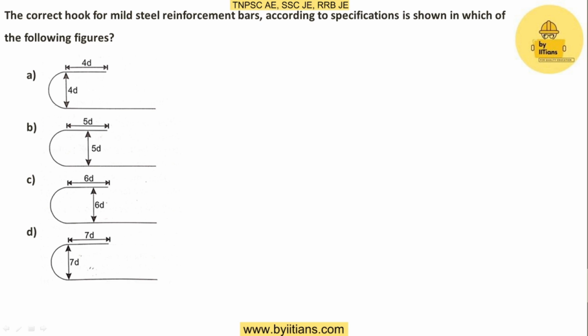So before going to the options, I will give some basic thumb rules as per the specifications regarding mild steel reinforcement bars. Now take a hook made of mild steel reinforcement. The radius of the hook, radius means this is the semicircle, right? So this is the center point of the semicircle. The radius of this hook will be 2 into dia. Okay, so 2 into dia.